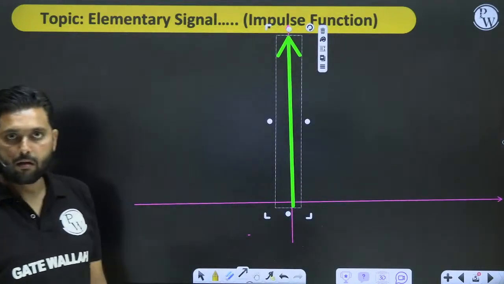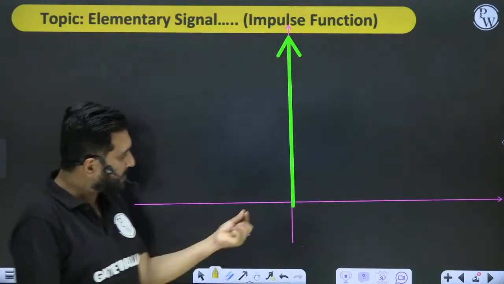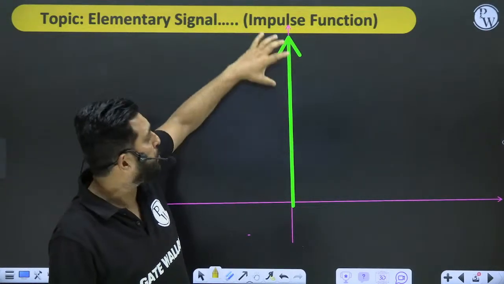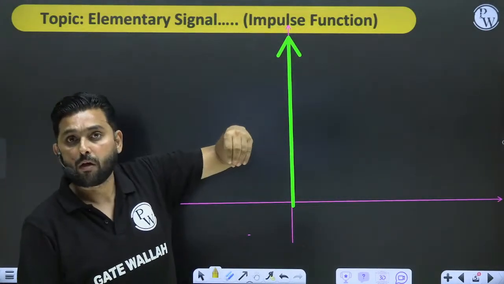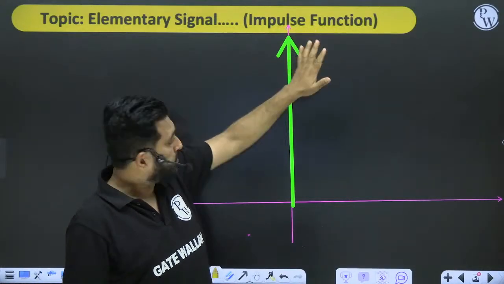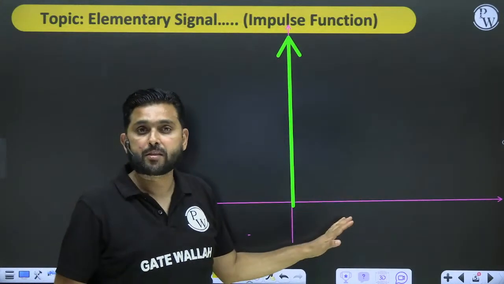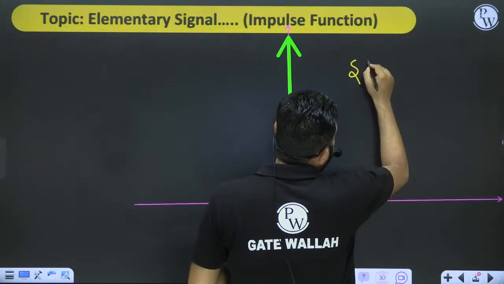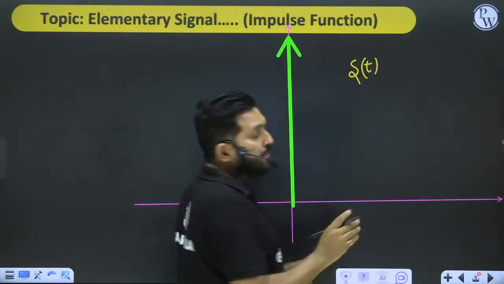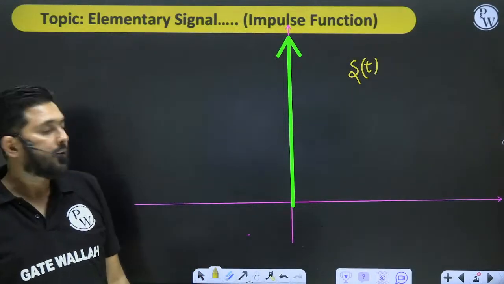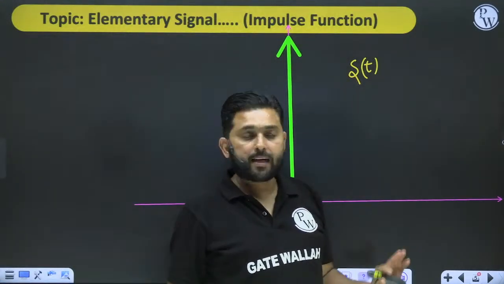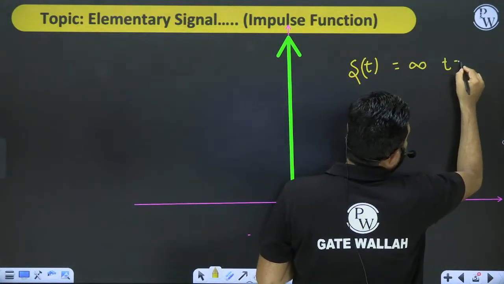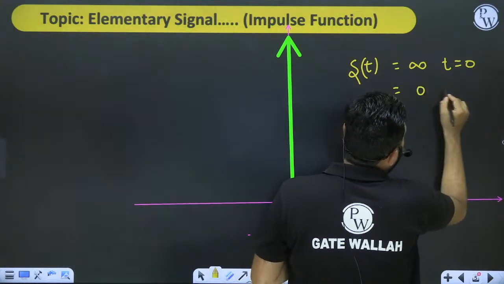So what I'm saying is that this is a function which only exists for 0 amount of time, but its height is ideally approaching infinity. This function we call the impulse function. And how do we denote the impulse function? We denote it by delta t. So mathematically speaking, delta t is nothing but infinity at t equal to 0 and 0 else.